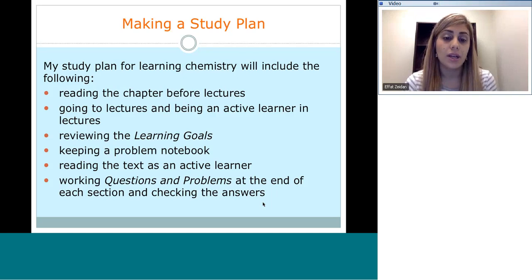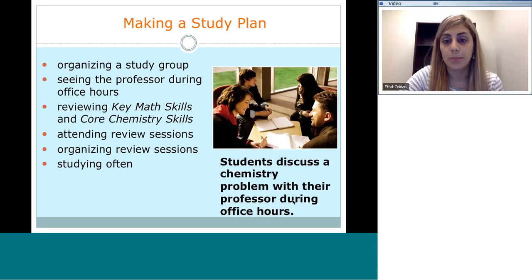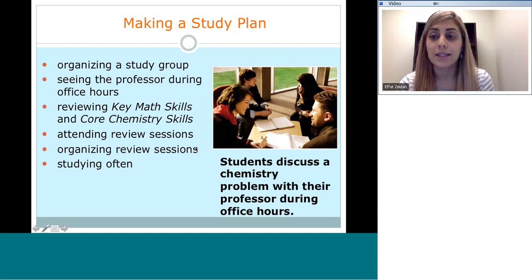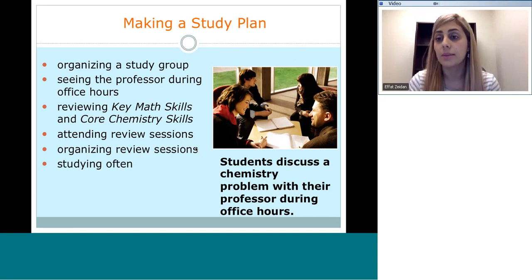Review the learning goals. Keep a problem notebook. Always try to solve as many problems as you can, or write down a concept that you didn't understand that you need to go over again, or need to ask your instructor about. So read the text as an active learner and work the questions or problems at the end of the chapter. Also, as I said before, organizing a study group will be very helpful. Team up with your classmates and share your knowledge with them, share your weaknesses and your strengths, and they will help you to clarify certain concepts that are misunderstood.